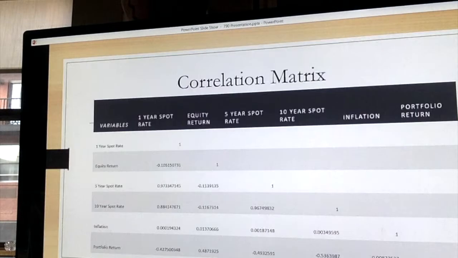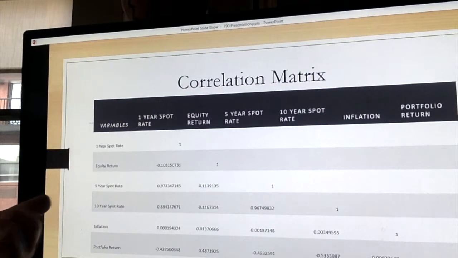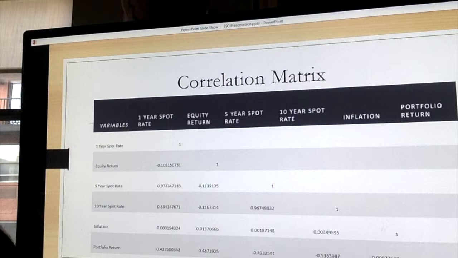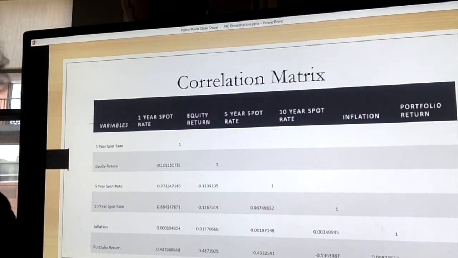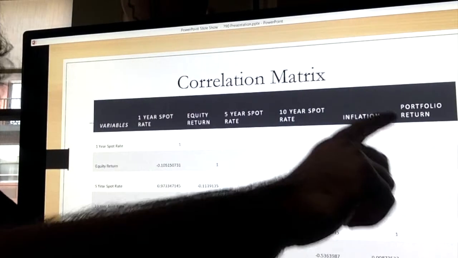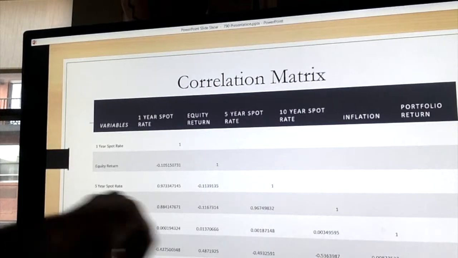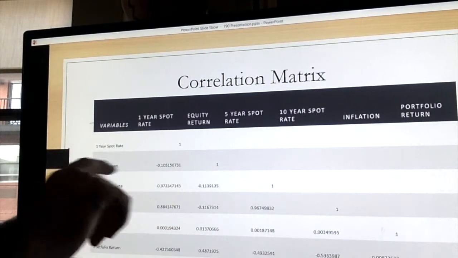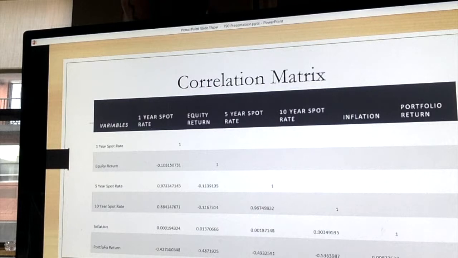I would like to talk now about the correlation matrix. I created a correlation matrix with 1 year spot rate, 5 year spot rate, 10 year spot rate, and I added inflation and equity returns, as well as the portfolio return. So as expected, we have negative correlation between bonds and rates, and we don't have significant correlation with inflation and the portfolio returns, and also we don't have any significant correlation between equity returns and inflation.